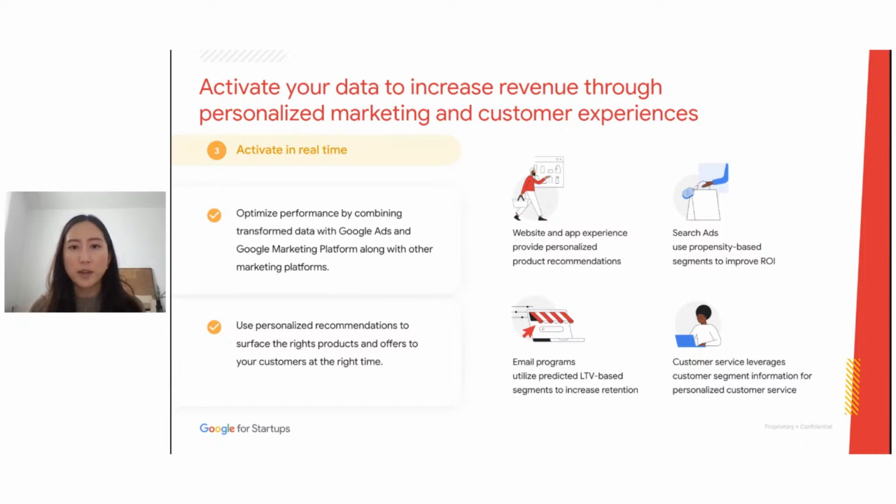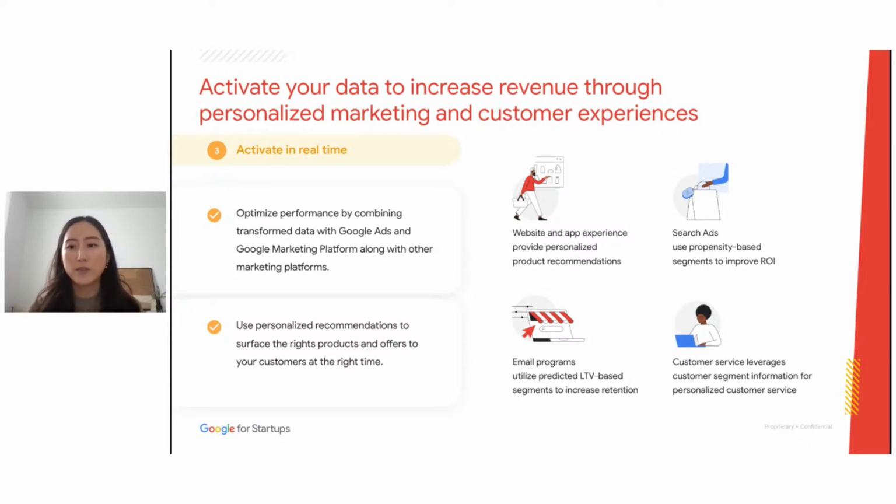And then the third step, which is about activating your data so that you can actually increase revenue through personalized marketing and customer experiences. So you're going to want to take these new insights and leverage them to improve your marketing by incorporating the seamless activation. So some examples of this: after you forecast your products that your individual customers might be interested in, you can provide your customers with personalized product recommendations. Or let's say that you use technology to predict which of your customers are at risk of churn. Then you can make the decision to stop showing ads to low predicted lifetime value segments so that you can improve your return on investment.